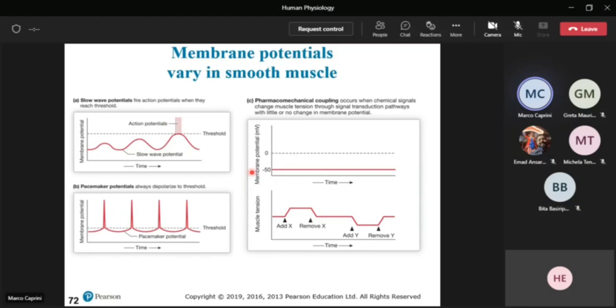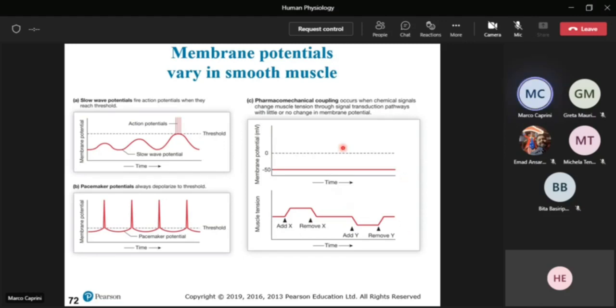The contraction of smooth muscle cells caused by electrical signals is named electromechanical coupling. While a contraction caused by chemical signals is called pharmacomechanical coupling.